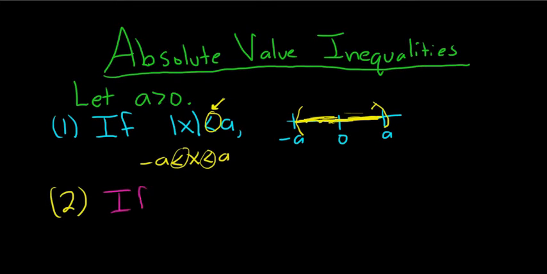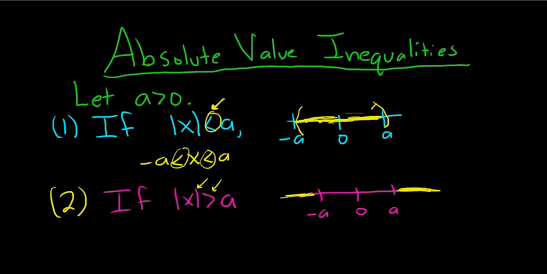Property 2: if the absolute value of x is greater than A. So again, let's draw a picture and try to reason our result. So here is A, and here is negative A. So we're saying that x is a number whose distance from 0 is greater than A. So that means x could be over here somewhere, because if it's bigger than A, it can be in this yellow region, or it could be over here, right? If the distance is bigger than A, it's one of these numbers.